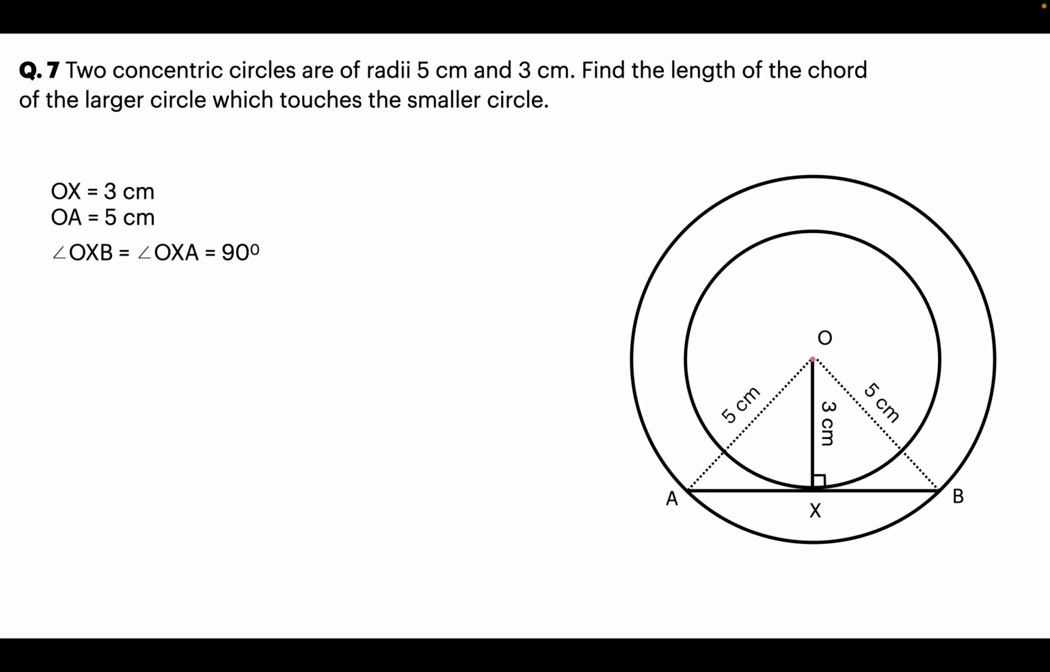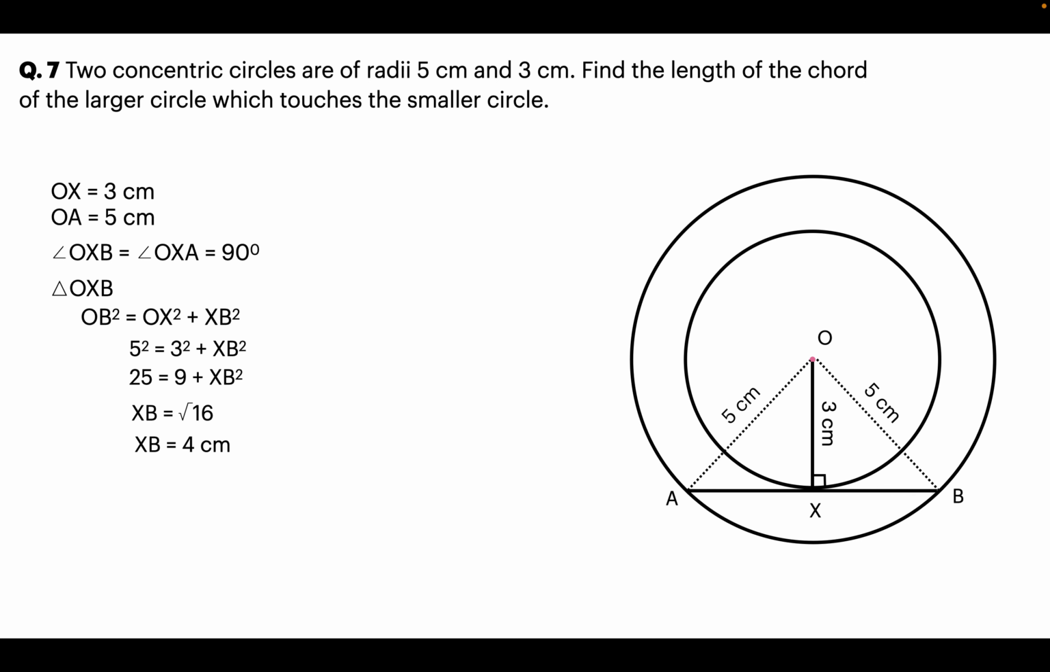Now it is clear here that angle OXA and angle OXB are 90 degrees. That means triangle OXB is a right angle triangle, thus we can use Pythagoras theorem here. And OB is going to be the hypotenuse because that's the side facing the right angle here. Let's plug in values now. 5 centimeter square, 5 square equals 3 square plus XB square. And we can now rearrange and calculate XB, that is going to be 4 centimeters.